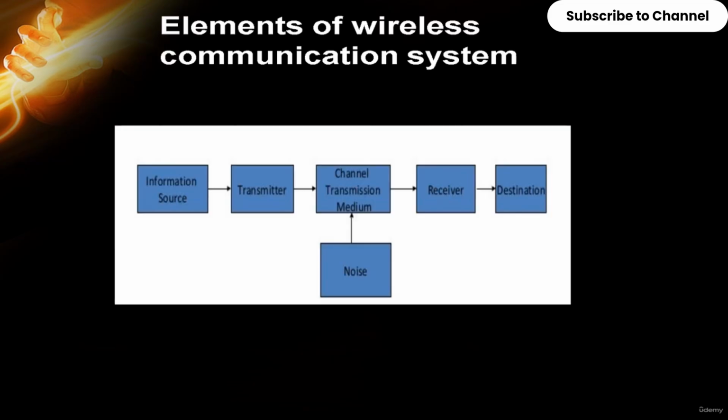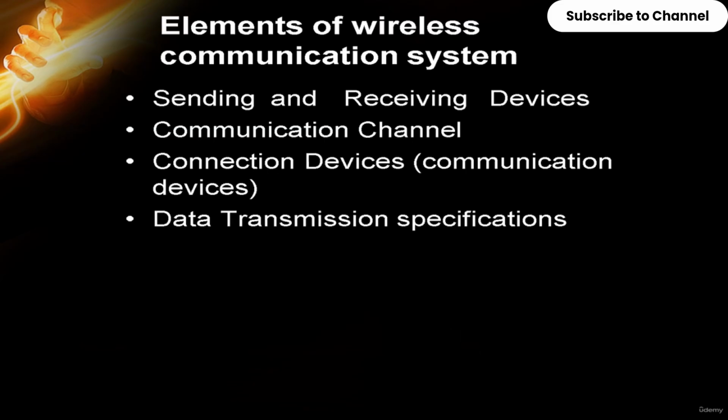Next, the elements of wireless communication. Elements means how the communication takes place between sender and receiver, and what components are involved. This is the source and this is the destination. The transmitter transmits the data, and the channel is there to carry the data. The channel is the transmission medium. Then the receiver gets the data, and finally it is given to the destination. Noise in the communication also happens, so noise gets transferred in the media. These are the important elements of communication.